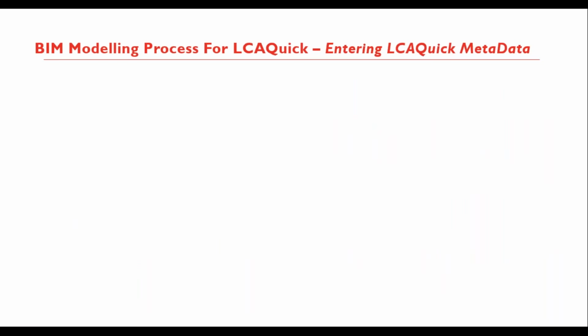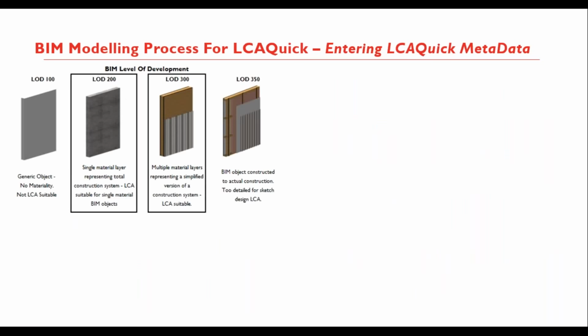The BIM modeling process for LCA Quick requires a BIM model that is constructed to around about an LOD of 200 and 300 for objects, depending on the object type. The good news is that in preliminary design or developed design, this is compliant with modeling processes that many designers already do.